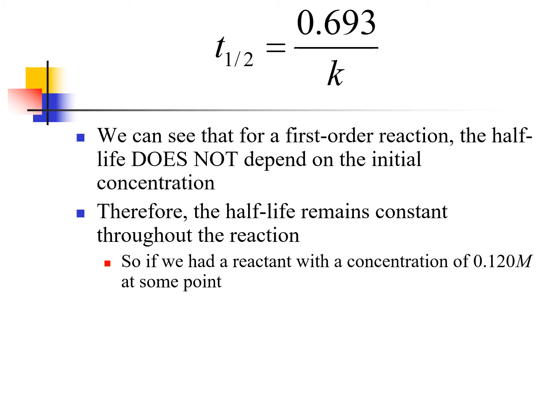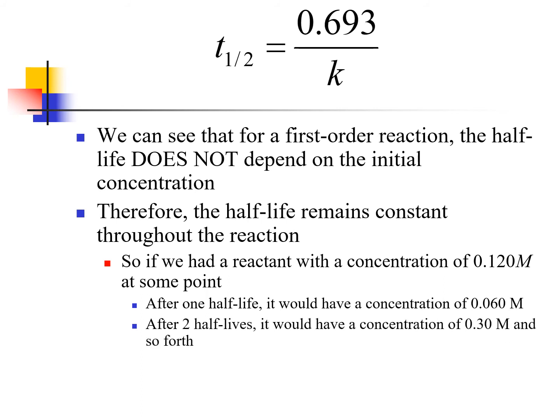Also, by the way, this is a way of finding if a reaction is first order. If we had some reactant with a concentration of 0.120, after one half-life, it would have a concentration of 0.060, half the concentration. After another half-life, 0.030, I forgot the 0 there, sorry.